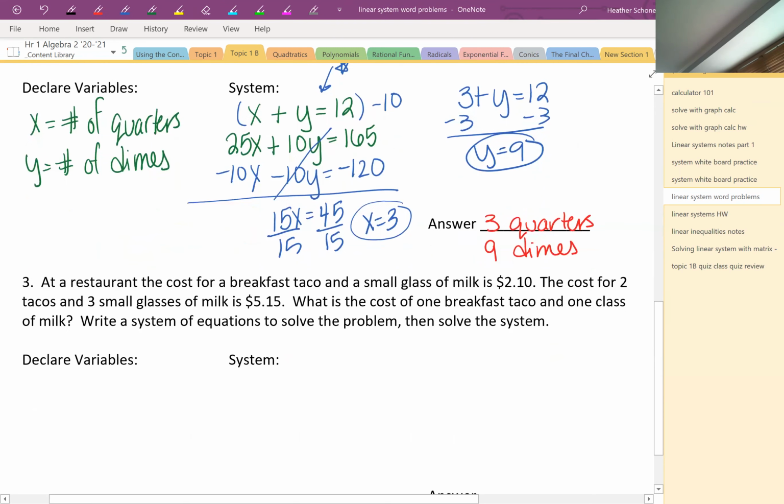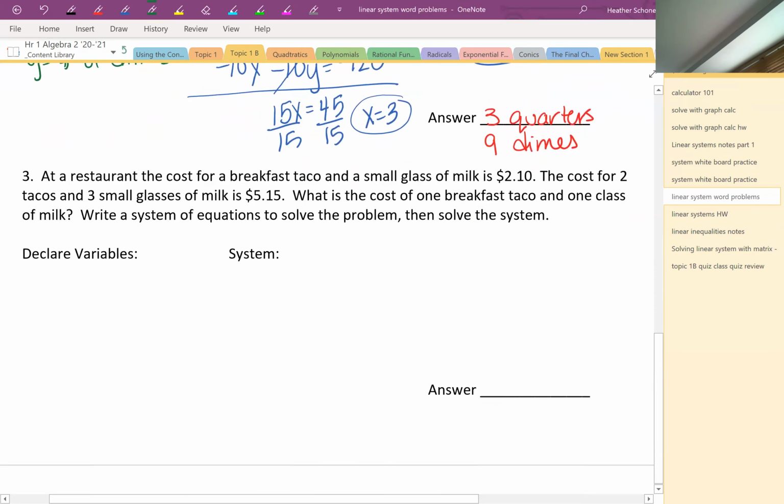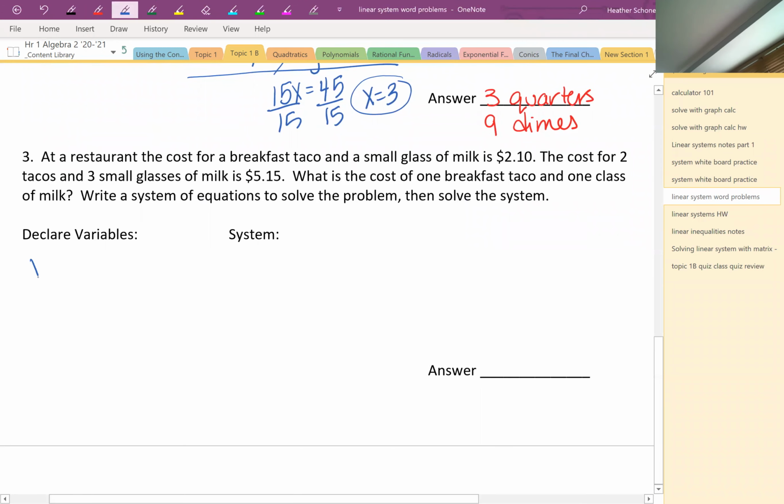Okay, the second problem doesn't deal with coins, but it deals with the cost of food, but the idea is still the same. We still need to write 2 equations with 2 variables. So my variables are going to remain x, and they're going to remain y.